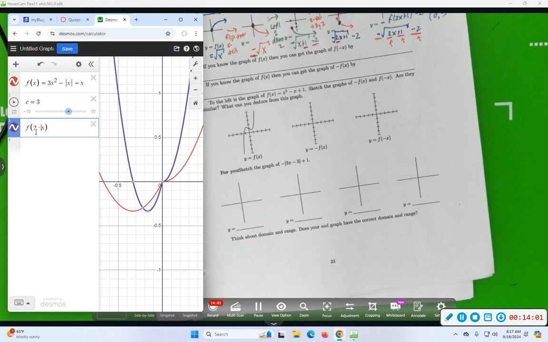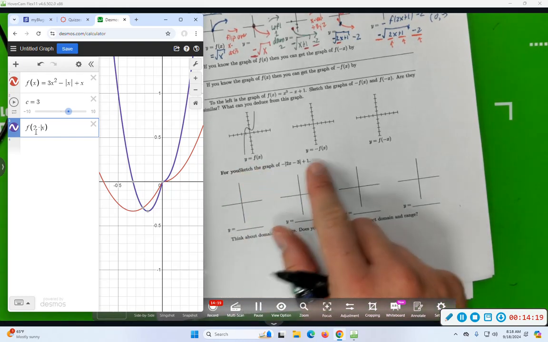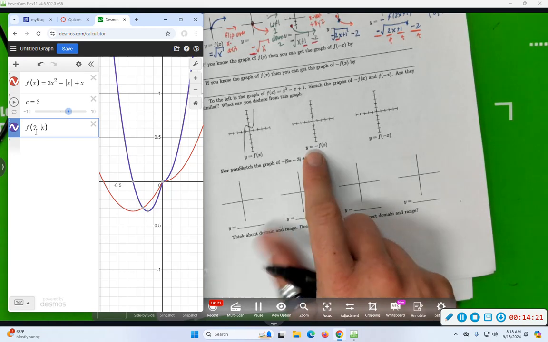Slope negative. It makes the slope negative, unless the slope was already negative, then it becomes positive. So I guess the most explicit way to say it is it takes everything having to do with a y value and makes it negative. I'm going to stick a negative sign in front of all the output values.